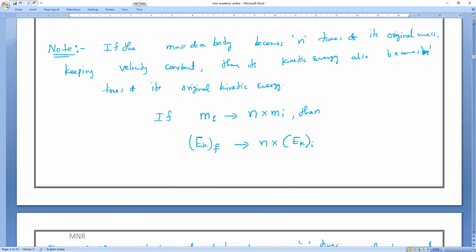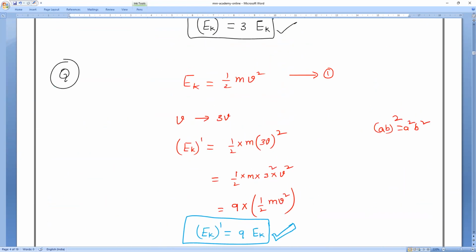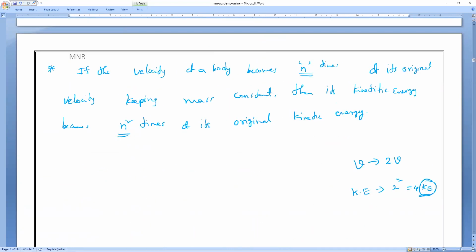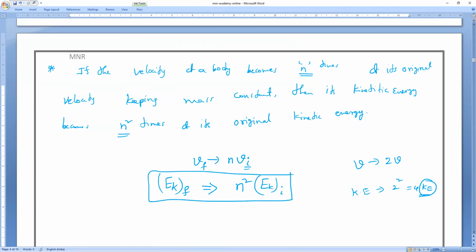No, sir, note. Note only, girl. That's what I'm saying. Here, 3 times I'm taking. 3 times means kinetic energy changes to 9 times. Here also same. n times it is increasing. So n times means n square times kinetic energy changes. If the final velocity is n times of the initial velocity, then the final kinetic energy changes to n square times of the initial kinetic energy. That's all. Nothing else is there. Are you clear, everybody? All of you?